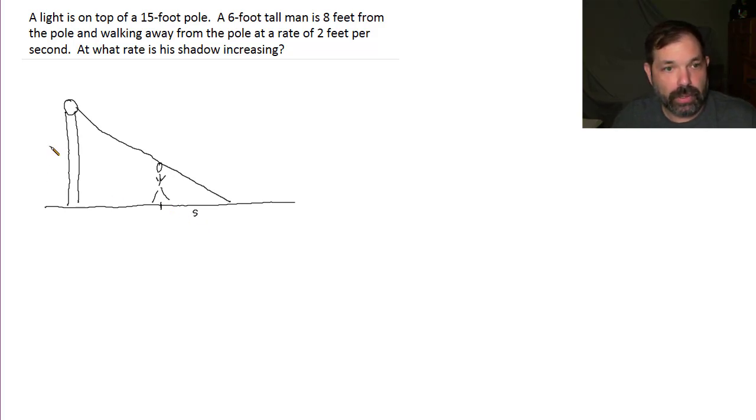Now, the light is on top of a 15-foot pole. That's not changing. That's not a variable quantity. What is changing? The shadow is changing as he moves away, and his distance from the pole is changing. At the moment, the distance is 8. But that distance is not constant because we know that the person is walking away from the pole. So let's call that distance from the pole d. It doesn't really matter what variables you call these things.